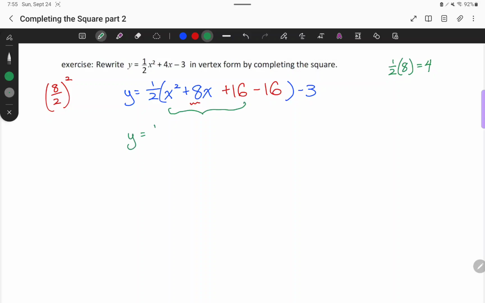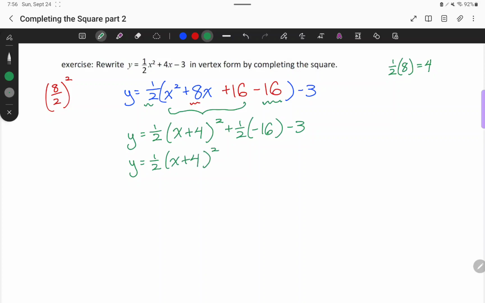So we've got y equals 1/2, x plus 4 squared. Then we have plus 1/2 times negative 16 from this and this term here, and then a minus 3. So y equals 1/2 x plus 4 squared. 1/2 times negative 16 will be minus 8, and then we have another minus 3, so we'll just combine that to be minus 11, and there's our vertex form.